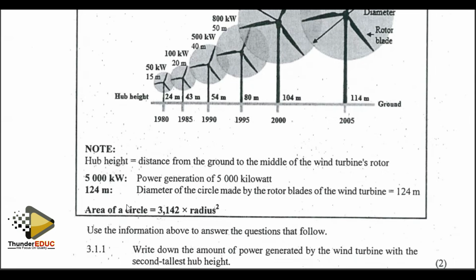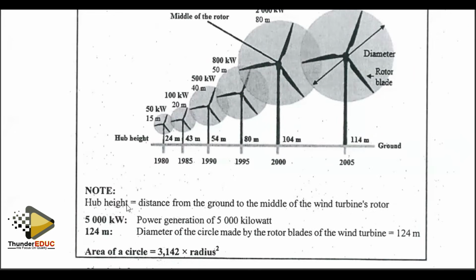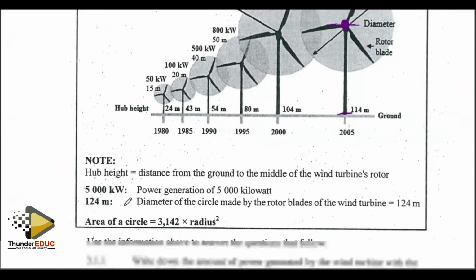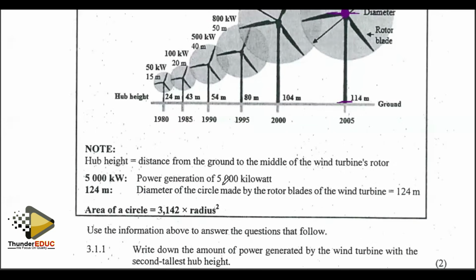The hub height equals the distance from the ground to the middle of the wind turbine's rotor. In actual sense, it's the center of the rotor here. For example, this one here, it's 114 from here to here. Then 5,000 kilowatts power generation, and 124 meters diameter of the circle made by the rotor blade of the wind turbine. All right, there we go.